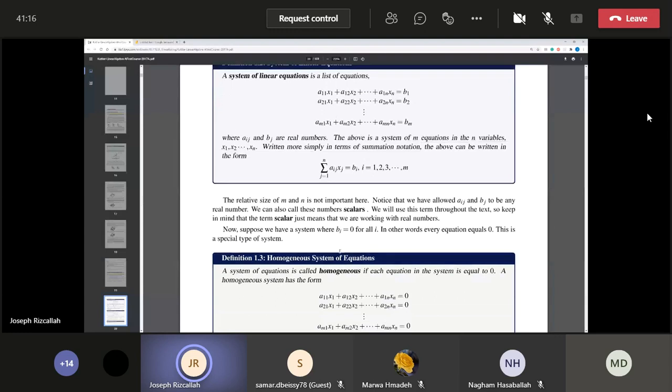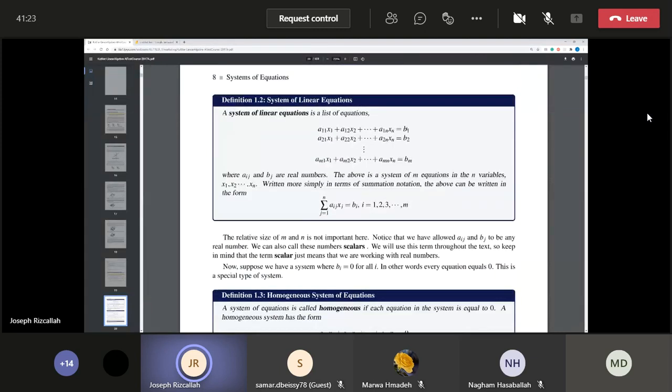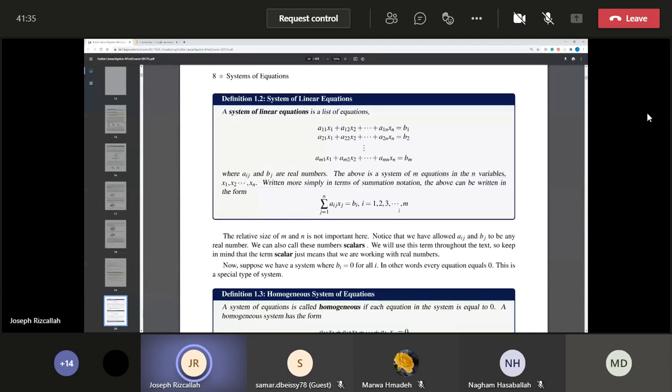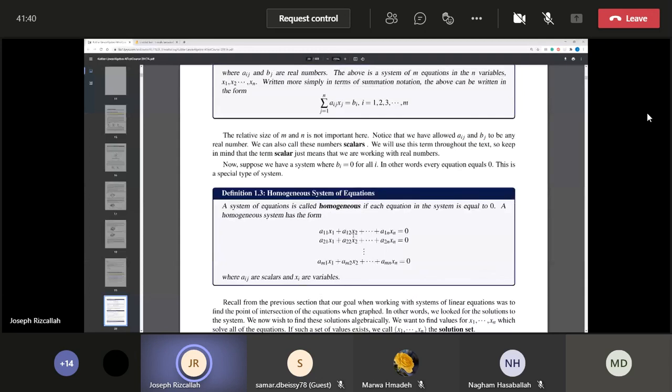Good. Now, in case when the right-hand side is 0, all of them are 0, B1, B2, B3, and all the way down to the very last one, the system of linear equations is said to be homogeneous. So remember this term, homogeneous. This means simply that the right-hand side, all of them, are zeros. Not only a few of them. All of them must be 0. If they are zeros, then we say that the system is homogeneous.